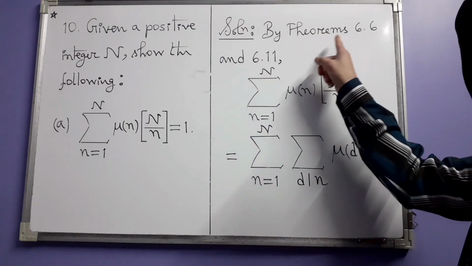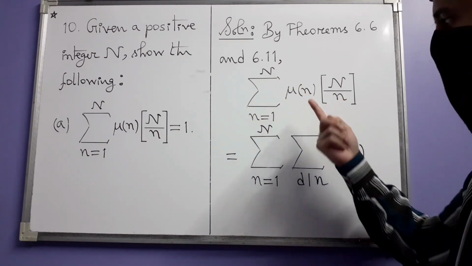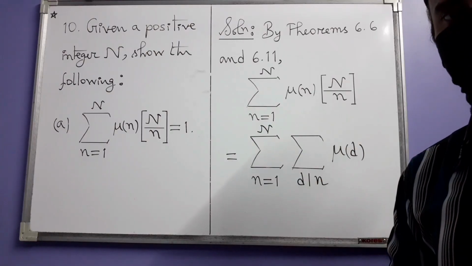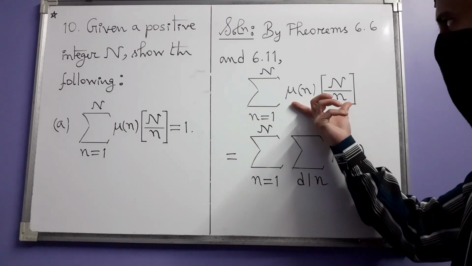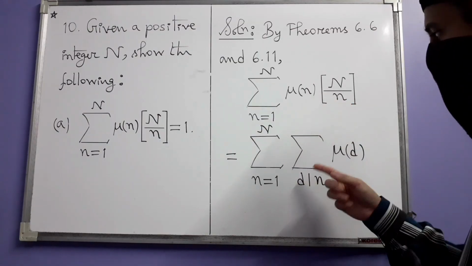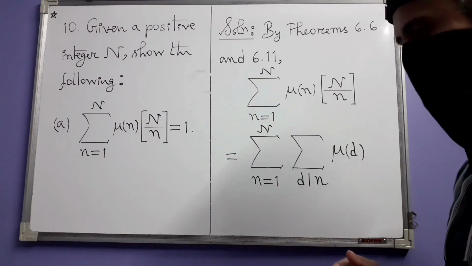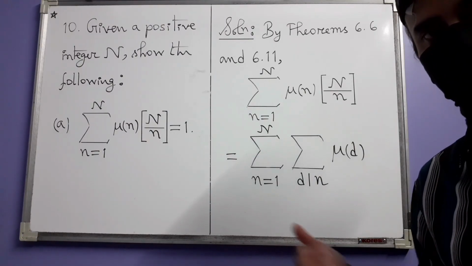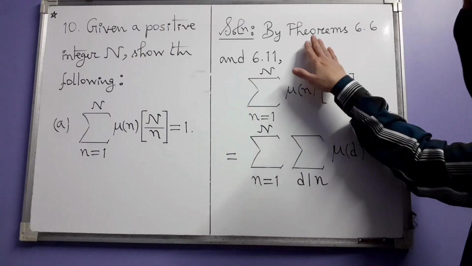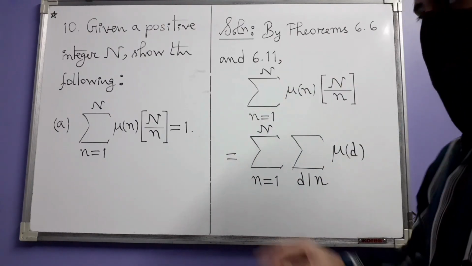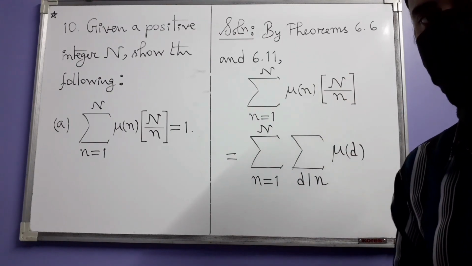Solution by theorems 6.6 and 6.11. We consider the left hand side, that becomes equal to this double summation. The outer summation is of course this summation, and the inner summation comes from this being equal to this: summation of mu of d, where d varies over the set of positive divisors of small n, the index of the outer summation. You go and see the statements of these theorems. One of them has been used to write this one. You figure out which one. I mean, it's a simple thing.